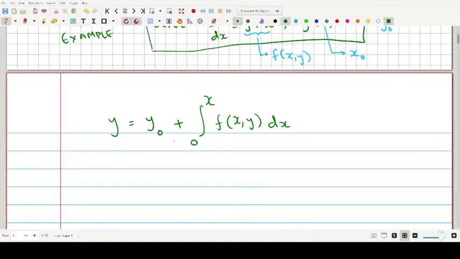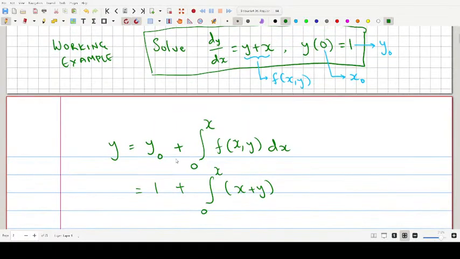Okay, so y naught is equal to 1, right? Plus integration of 0 to x. f of x comma y is x plus y, right? You can see that same thing on the top of the screen, right? And then we have got dx at the end. Now, guys, the process goes as follows.